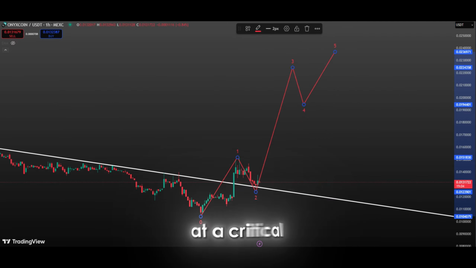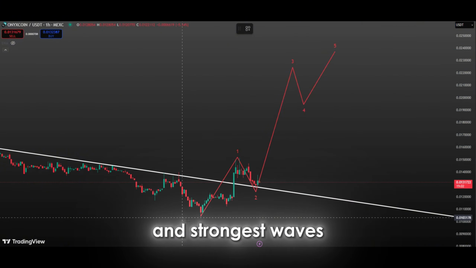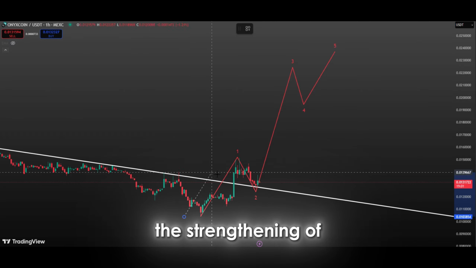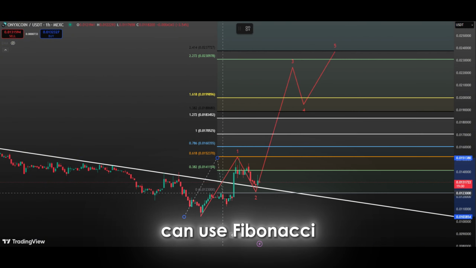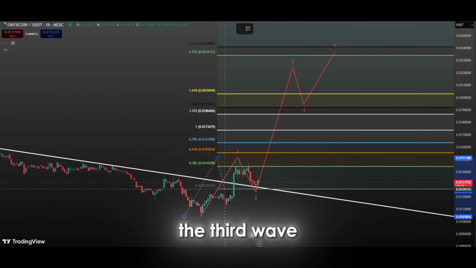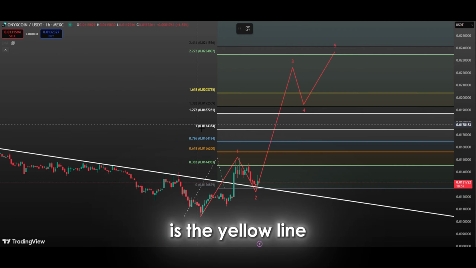We are now at a critical point for the start of the third wave. In terms of technical analysis, the third wave is usually known as one of the longest and strongest waves. At this point, the strengthening of the buyers in the market can make the price move upwards in volume. We can use Fibonacci levels to identify the targets of the third wave. Two important points appear here. The first target is the yellow line.